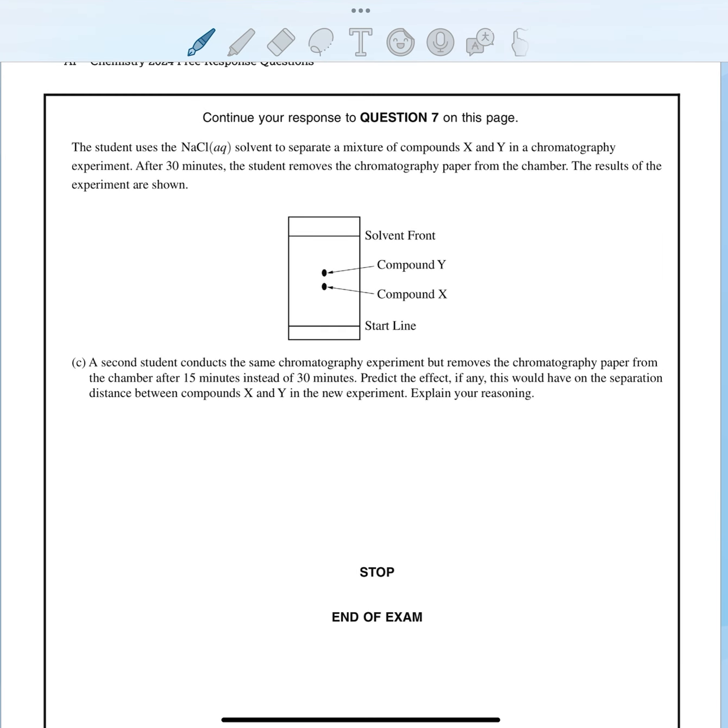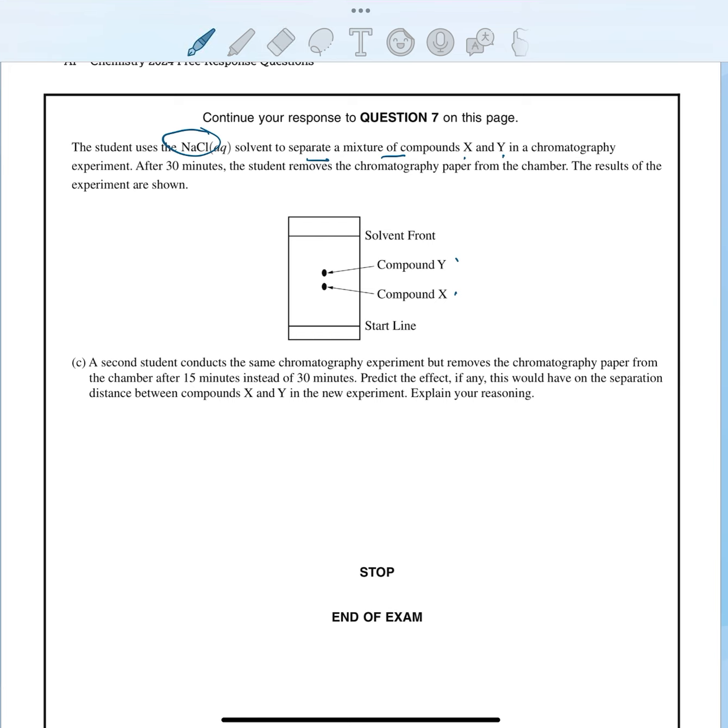The final question here says the student uses sodium chloride solvent to separate a mixture of compounds X and Y in a chromatography experiment. So these are probably ions, I'm guessing. Because sodium chloride is ionic, I'm assuming X and Y are also ions. So after 30 minutes, the student removes the chromatography paper from the chamber or from a beaker, and the results are shown here. So we see that compound X has traveled up a distance and compound Y has migrated even further. And the solvent front, as you know from chromatography, is near the edge of the chromatography paper.